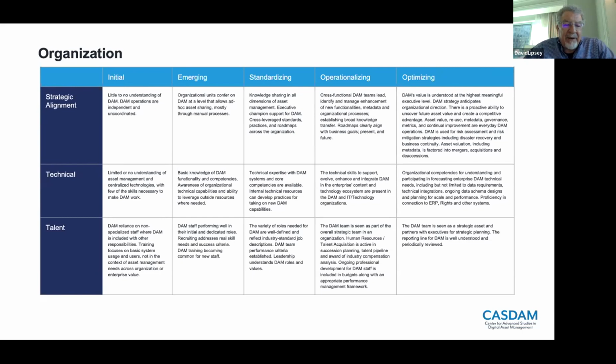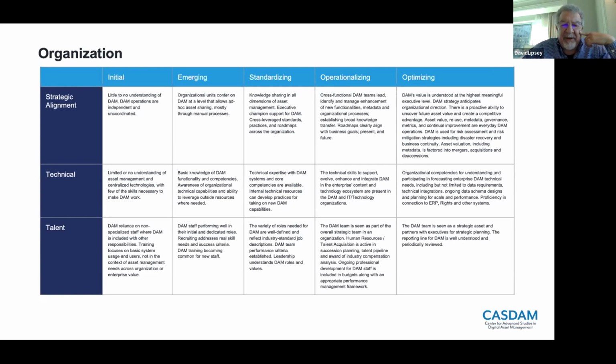In talent, we continue with training focused on basic system uses and users, not in the context of asset management needs across the organization or enterprise talent. A very common get started. Now let's hop over to standardizing.